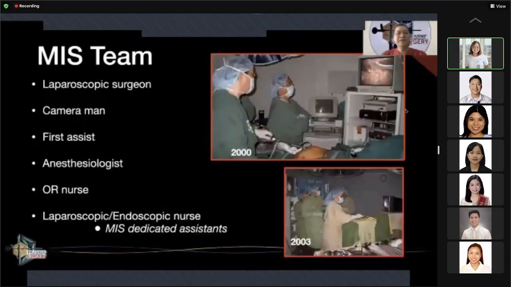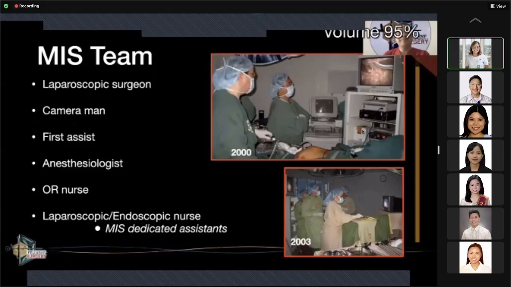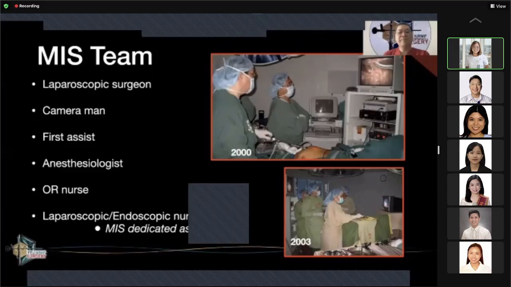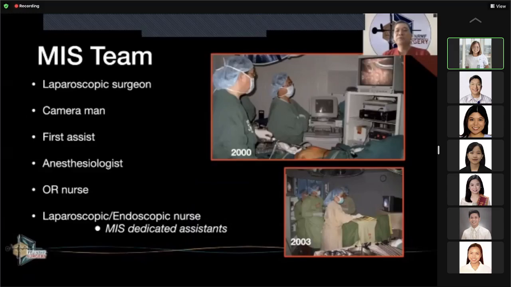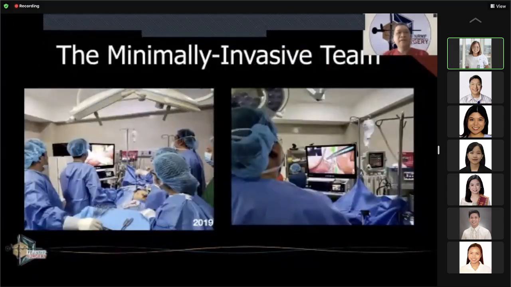So this is the MIS team. You have the lead surgeon, the cameraman besides the surgeon, the first assist opposite the surgeon, your anesthesiologist, your OR nurse, and your laparoscopic or minimally invasive dedicated lap nurses. So this is in 2000 and 2003. This is 2019. So you can see the transformation of the operating room, and also better instrumentation, better equipment.